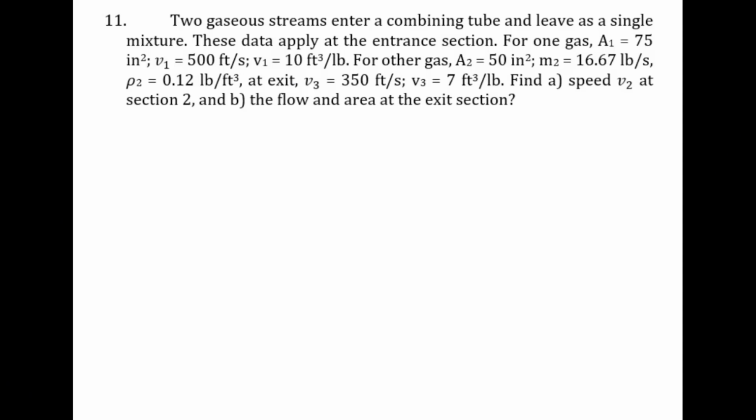Exercise number 11. Two gaseous streams enter a combining tube and leave as a single mixture. These data apply at the entrance section. For one gas, area 1 equals 75 inch squared, velocity 1 equals 500 feet per second, specific volume 1 equals 10 feet cubed per pound. For other gas, area 2 equals 50 inch squared, mass flow rate equals 16.67 pound per second, density 2 equals 0.12 pound per feet cube. At exit, velocity 3 equals 350 feet per second, specific volume 3 equals 7 feet cubed per pound. Find letter A, speed at section 2, and B, the flow and area at the exit section.